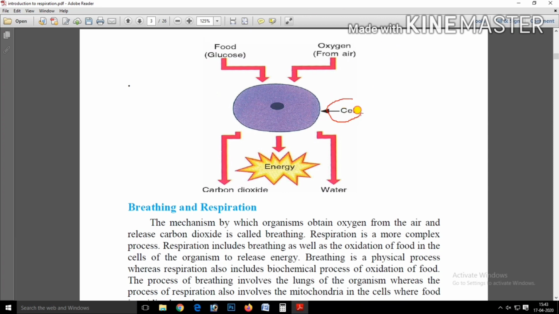Now suppose this is a cell of our body. Now inside this cell, the absorbed food gets respired with the help of inhaled oxygen. Now this respiration occurs inside this cell, and thus energy is produced. And as a waste product, we breathe out carbon dioxide, and we also release water wastage in the form of urine, sweat and some amount of water vapor.